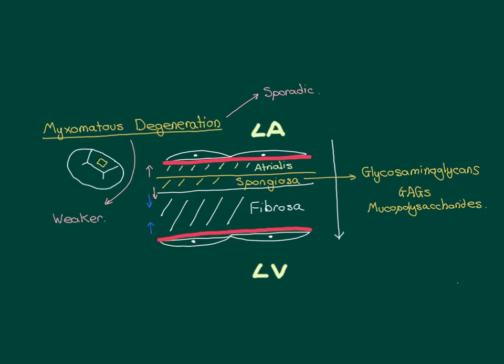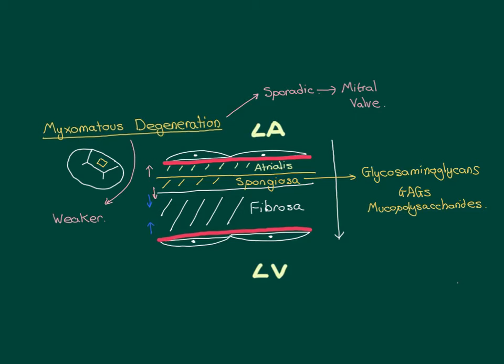Okay, so most cases are sporadic, and in these sporadic cases, the heart valve that is nearly always affected alone is the mitral valve. It's not unheard of to have sporadic cases where more than just the mitral valve is involved, so maybe the aortic valve or the tricuspid or the pulmonary valve are involved as well, but nearly always, if you've got a sporadic case of myxomatous degeneration, it will just be affecting the mitral valve.